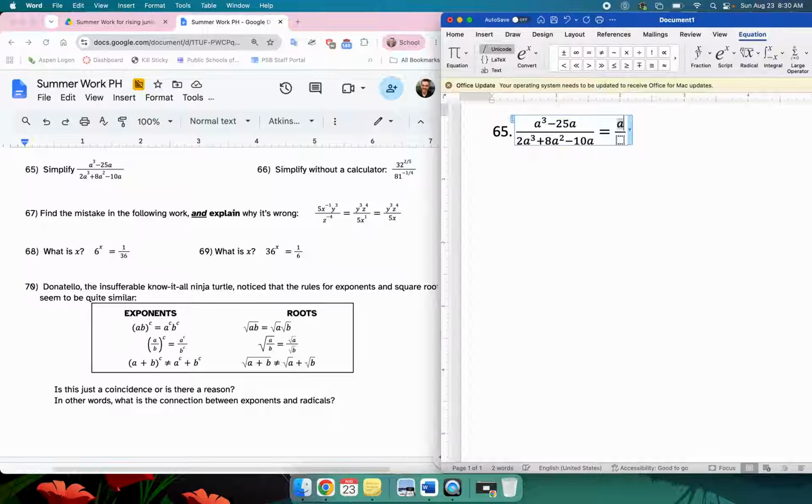In the numerator, there's a common factor of a. If I remove it, I'm left with a squared minus 25. Denominator, there's a common factor of 2a. If I remove it, I'm left with a squared plus 4a minus 5, I think. 2a cubed, 8a squared, minus 10a, yep.